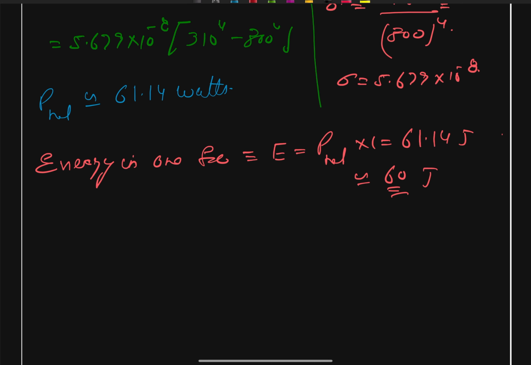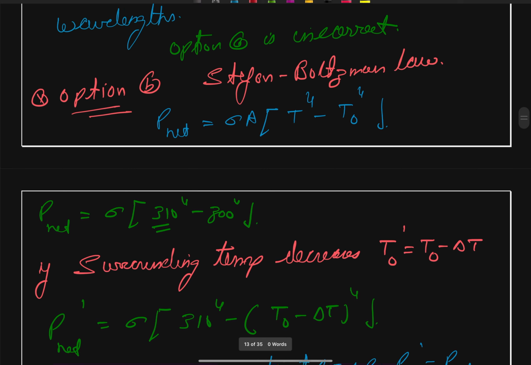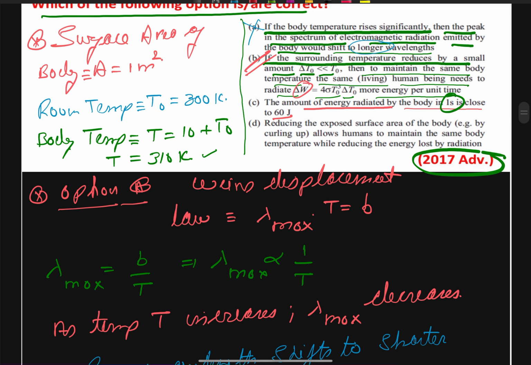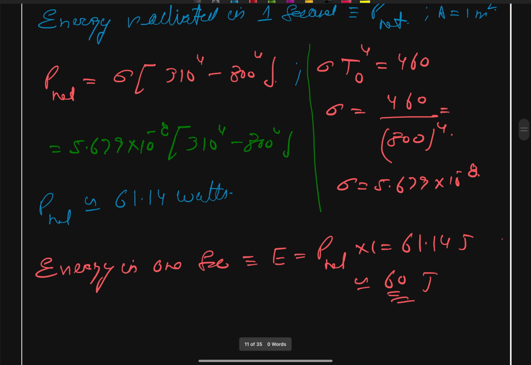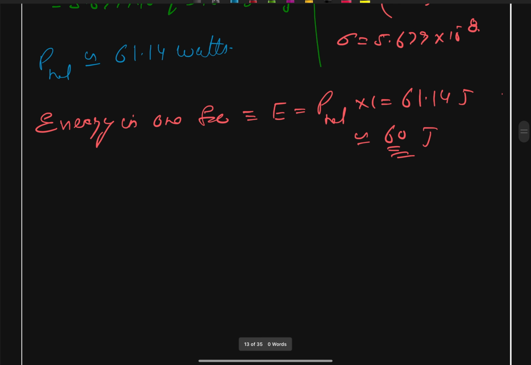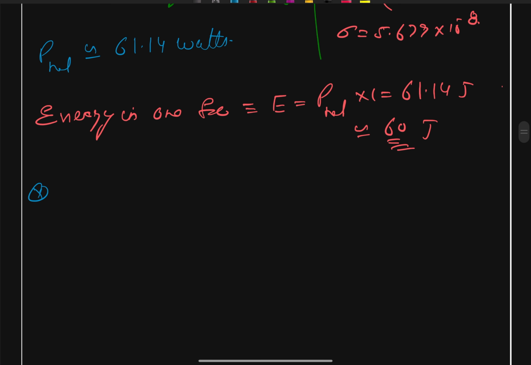Joules. So we can say option C is correct. And we come to option D, and option D states that reducing the exposed surface area of the body, that is by curling up, allows human to maintain the same body temperature while reducing the energy lost by radiation. And this is also based directly on the formula itself. So you can see our option D.